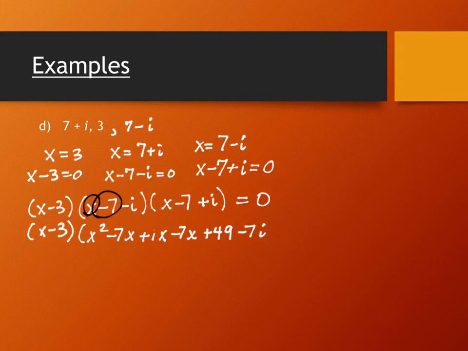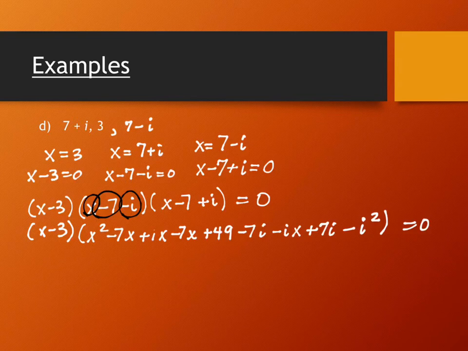Trust me, all the i's are going to go away before I'm all said and done. But it's a little messier process on this one. And then distributing the negative i through. So I have negative ix, positive 7i, and then negative i squared. So there's that i squared you're asking about, Damaris. It is showing up at the very end.